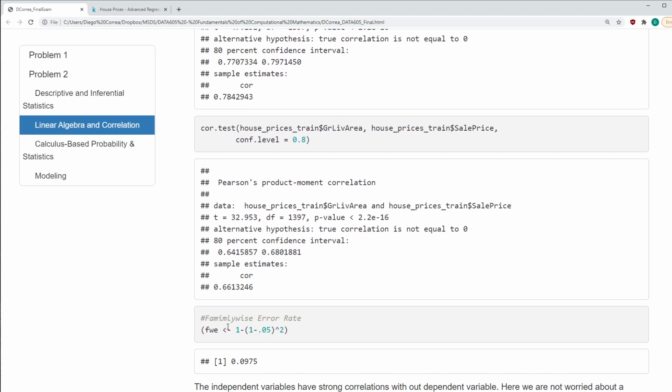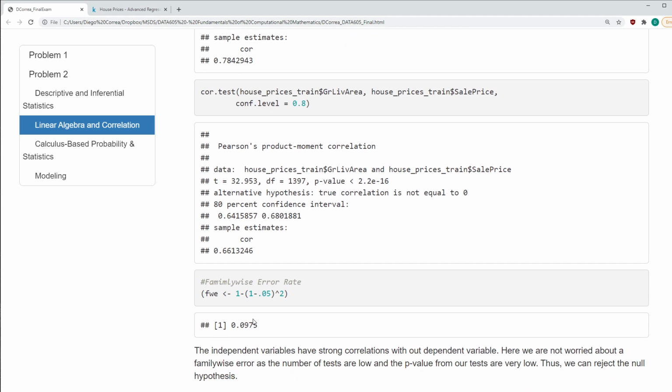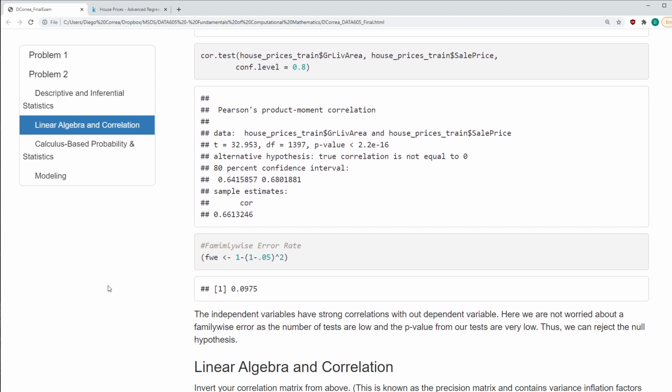Next is the family-wise error rate, which is this formula right here. So the independent variables have strong correlations with our dependent variable. Here we're not worried about family-wise error, as the number of tests is low and the p-values from our tests are very low. Thus, we can reject the null hypothesis.